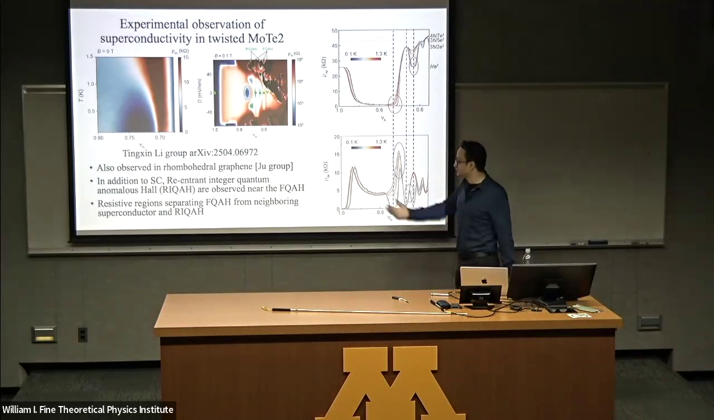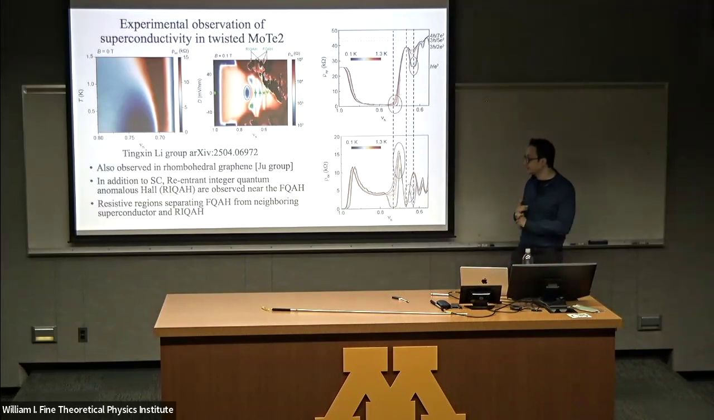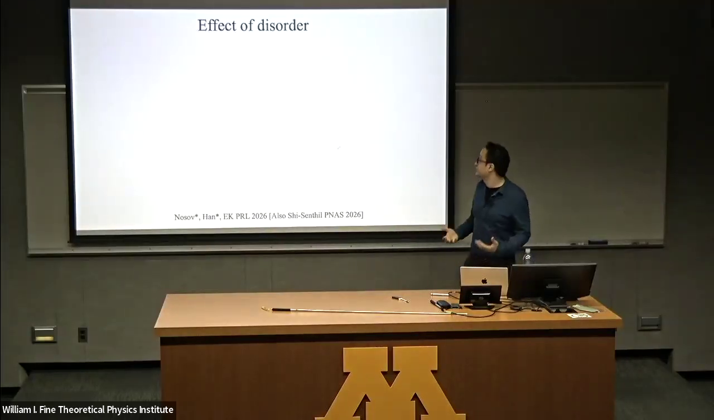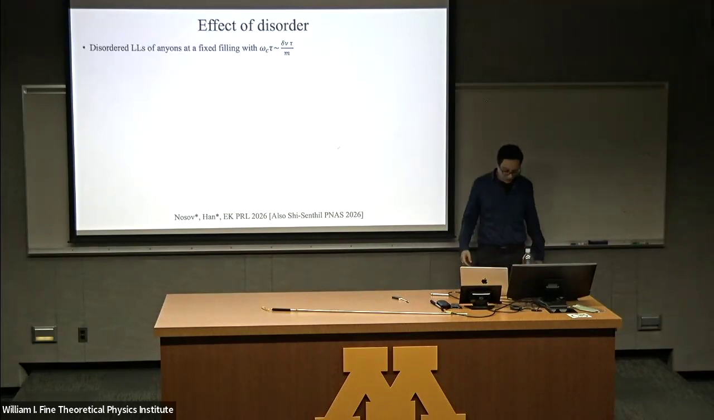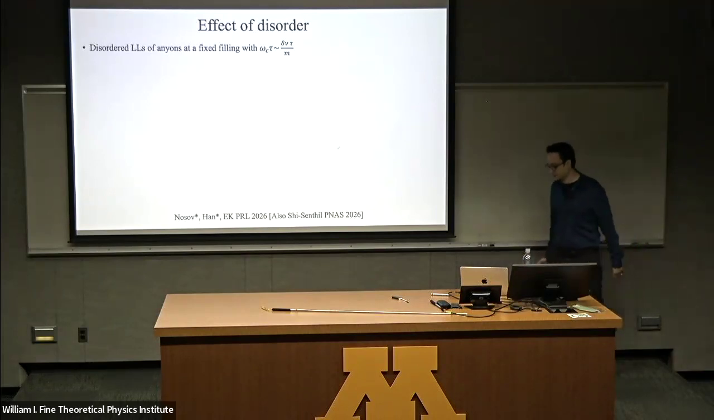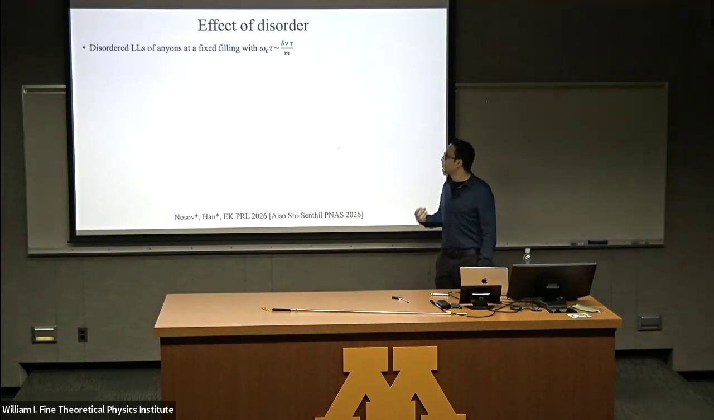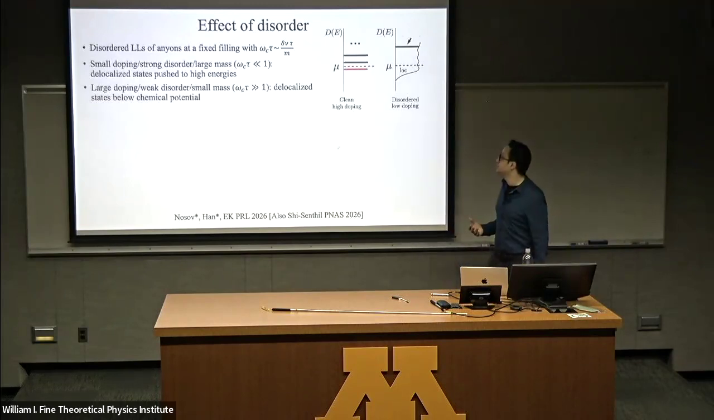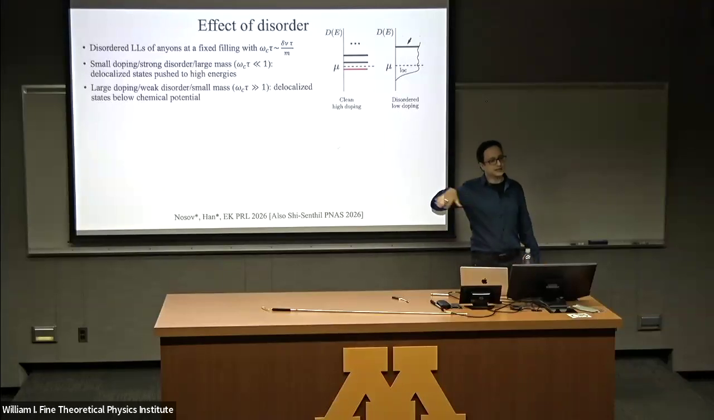And clearly what is not obvious, at least, is how you get the reentrant quantum anomalous Hall states, and why you get these resistive regions rather than just directly transitioning to the superconductor. And it turns out that just by including the effects of disorder, at least you can qualitatively understand most of these aspects. So let me very briefly review how disorder affects Landau levels. When we want to understand disorder in Landau levels, we have a main parameter that controls the strength of this disorder, which is omega_c tau. And if omega_c tau is much smaller than 1, this is the limit where disorder washes out the Landau levels, and whatever delocalized states are responsible for the response are just pushed above the chemical potential.